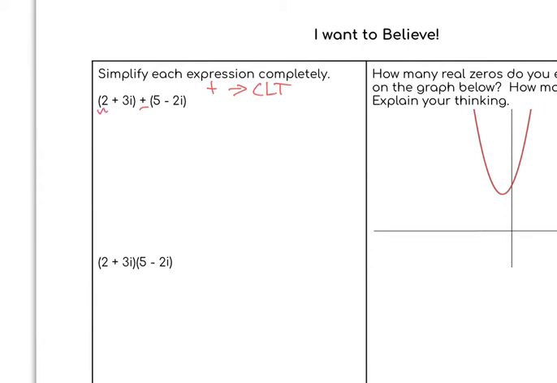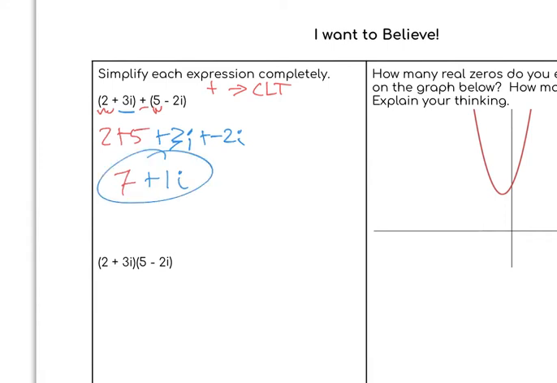So I'm going to kind of make that association here. And then we've got a 2 plus a 5, and we've got a 3i plus a negative 2i. Okay, 2 plus 5 is 7. 3i plus negative 2i is plus 1i. And at this point, your problem is done.